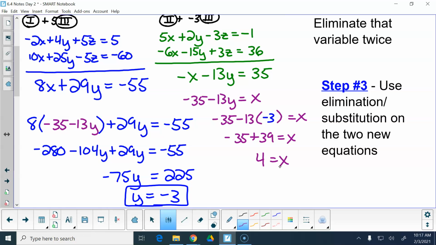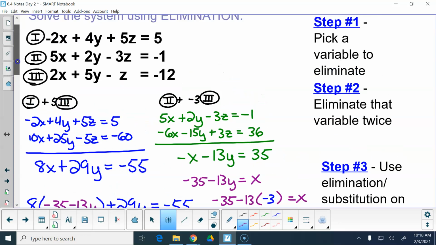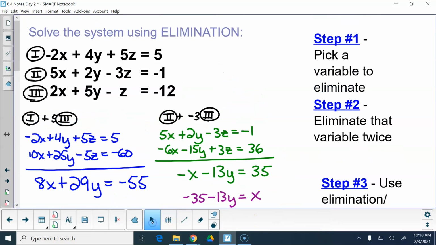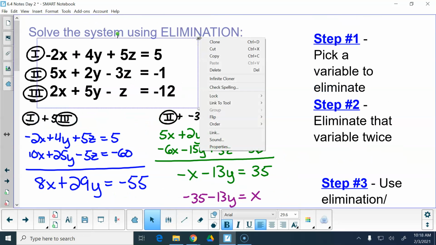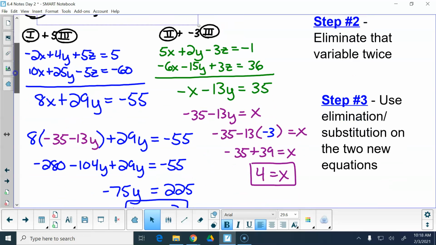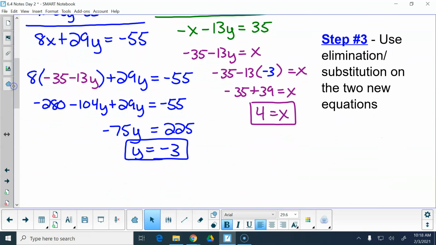I get 4. Back up here. I gotta do this. Okay? What are we gonna do next?